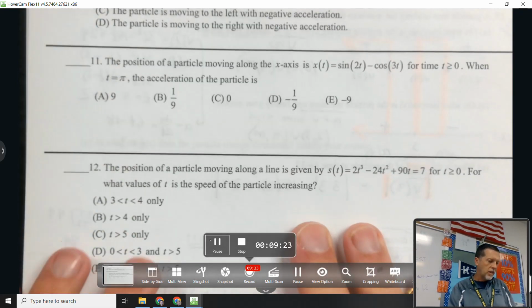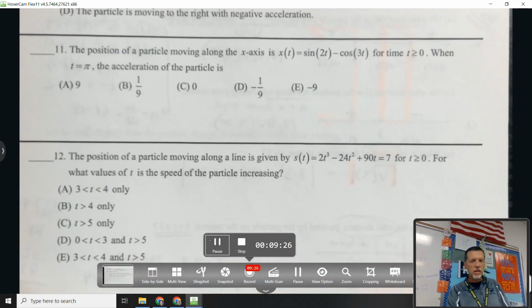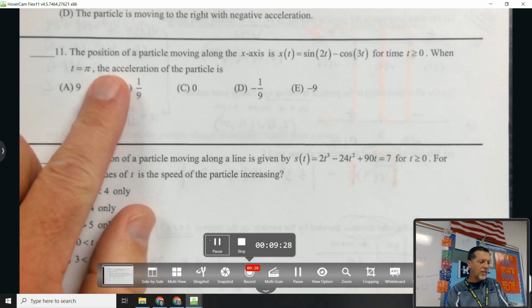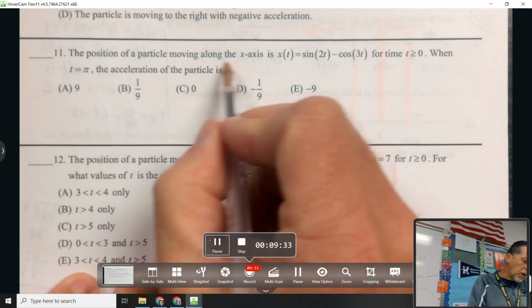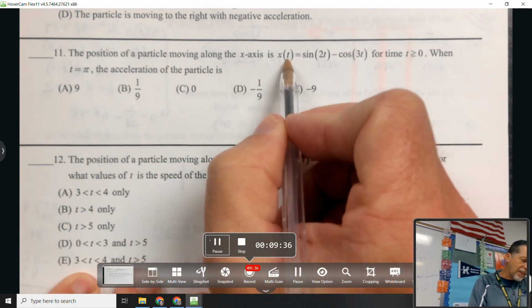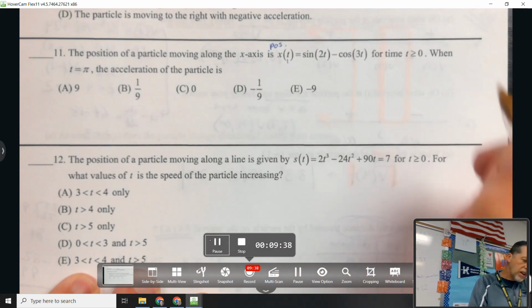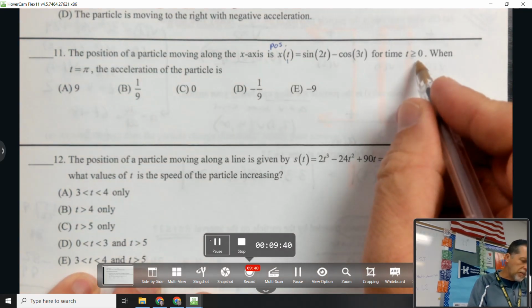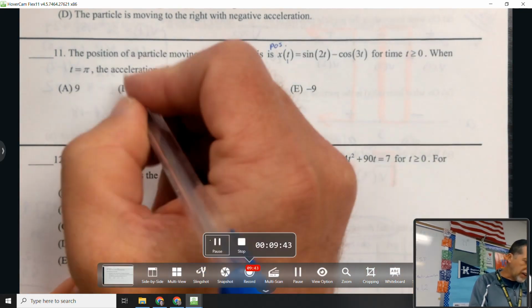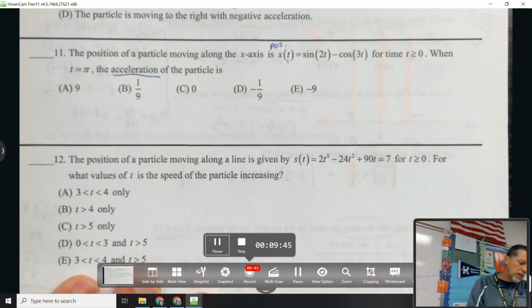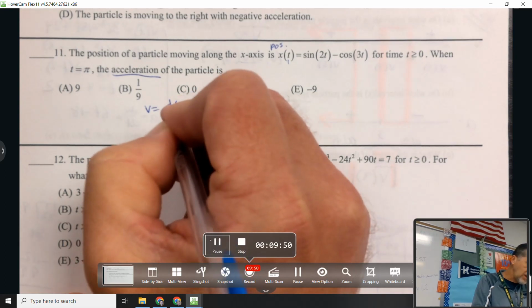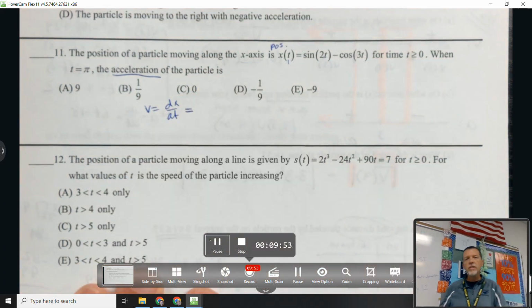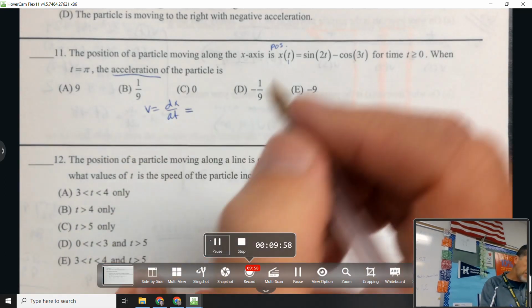Number 11. The position of a particle. I don't see that this is calculator, and it does have sines and cosines, so let's be careful. The position of a particle moving along the x-axis is x equals, so this is position, for time greater than 0. When t equals pi, the acceleration of the particle. Okay, so v is dx/dt, so I'll need to take a derivative to get v, and then I'll need to take another derivative to get a, and then I'll plug in pi.